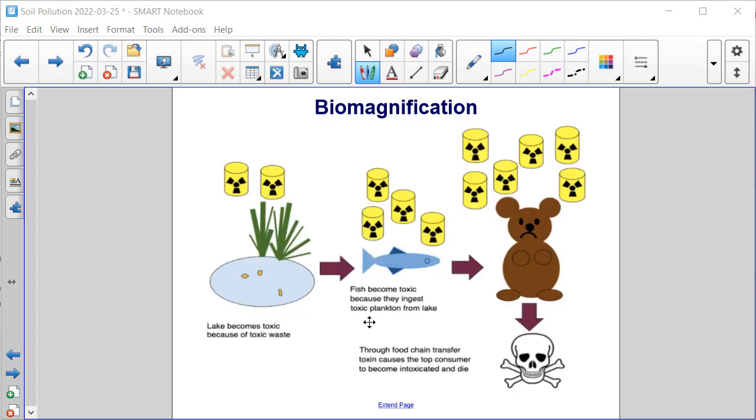Here's another example of biomagnification. We have a lake that becomes toxic because of some toxic waste. The fish in the lake become toxic because they ingest toxic plankton from the lake. Then, the animal that eats the fish has an even higher level of the toxin. And through this food chain transfer, the toxin here causes the top consumer to become intoxicated and ultimately die.